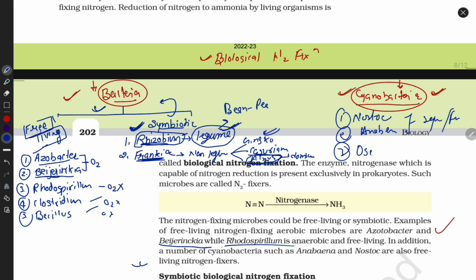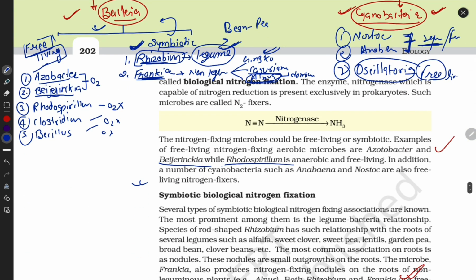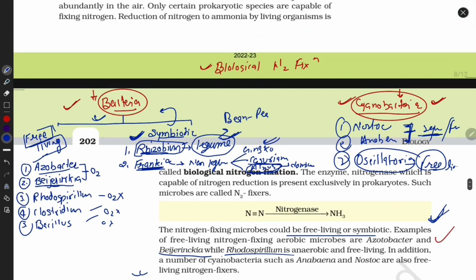And third is Oscillatoria. This is free living. Nostoc and Anabaena, they are both free living and symbiotes. Okay, so these are the microbes and their contribution in biological nitrogen fixation. I am giving you extra, guys. I clear all the terms. If someone asks what kind of bacteria contribute as symbiotes and free living also, then you have to remember this. This is very short, guys.